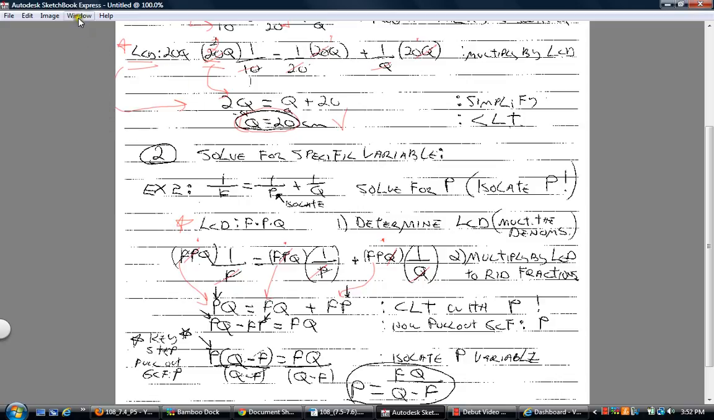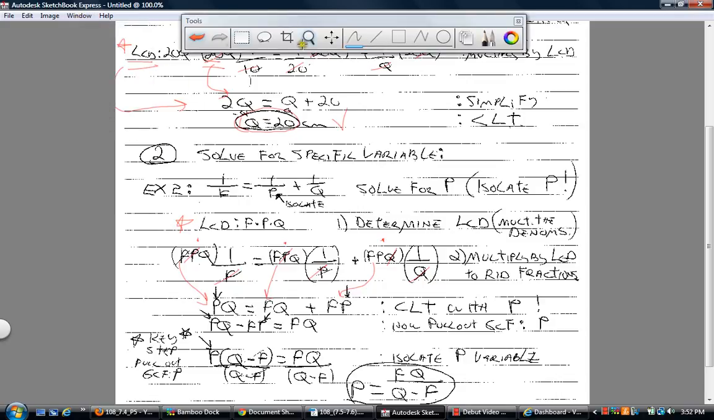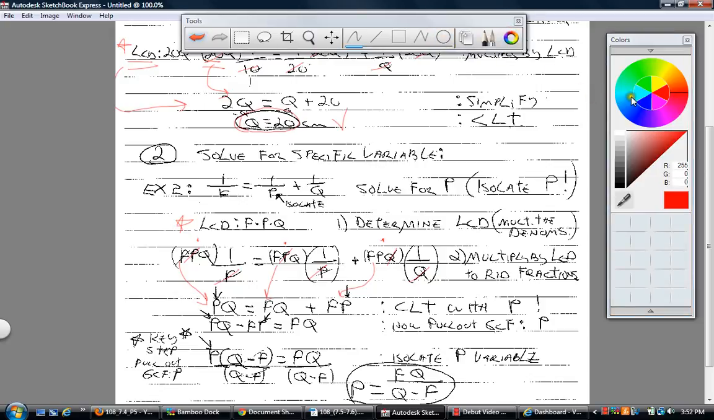Here, let me make sure. I'm going to switch my colors here a little bit. Your goal here is to isolate what variable? You got to say this over and over again, the P variable. Okay, what variable are we going to isolate? P. Now, problem is you need to have them both on the same side. That would be my next step.